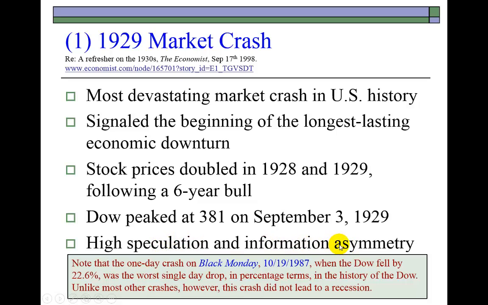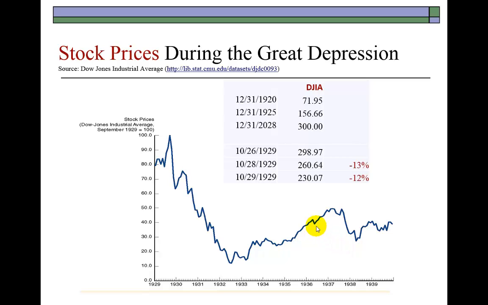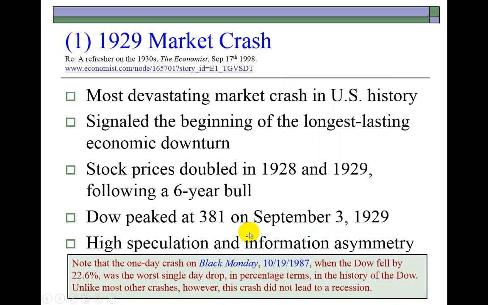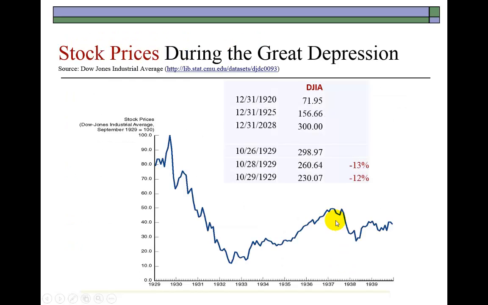So a lot of people were expropriated in the process. They were cheated because they didn't quite have as much information as others, and as a result, lost a lot of money. So this picture shows you what happened right in the wake of the market peak on, as I mentioned here, September 3rd, 1929.